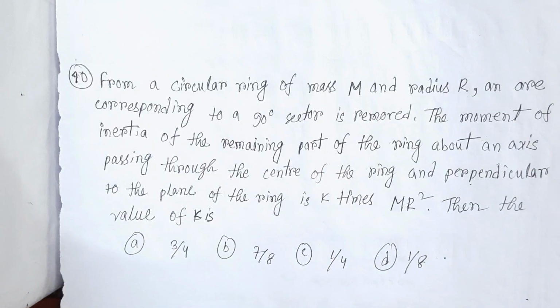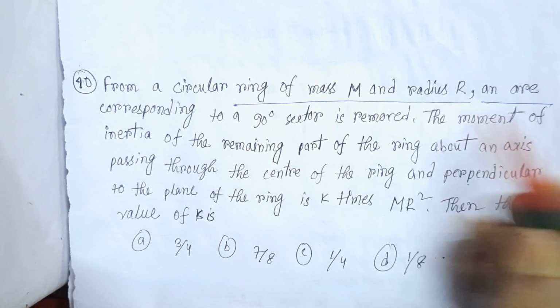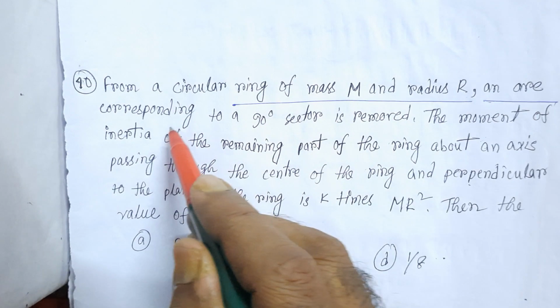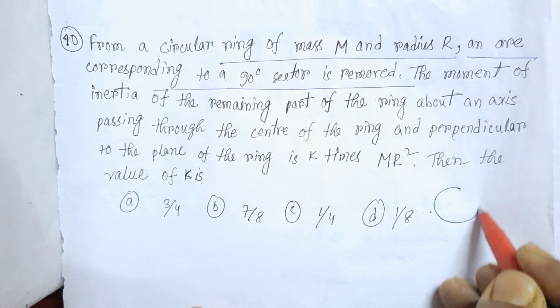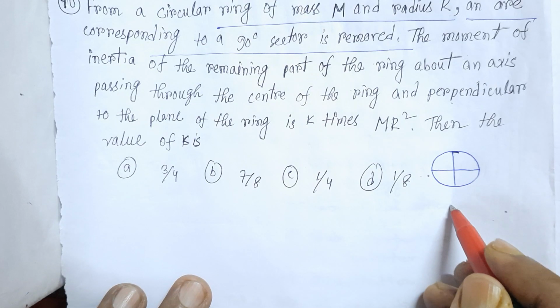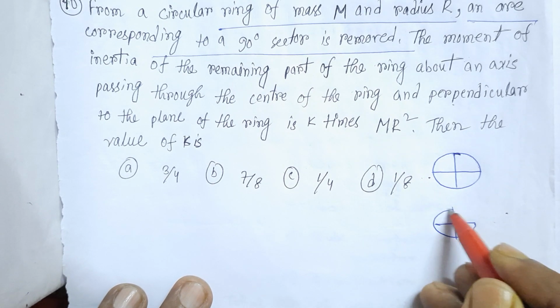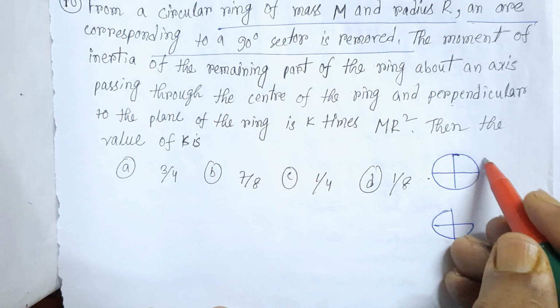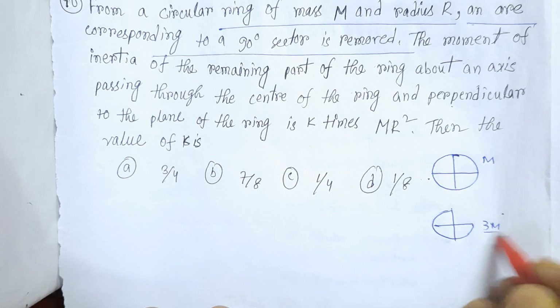Now let us see the question number 40. From a circular ring of mass m and radius r, an arc corresponding to a 90-degree sector is removed. Here is a ring. It has 4 sectors. One sector is removed, just like this, now the shape of the ring. So 1/4 of the ring is removed. So if earlier the mass of the ring was m, now it is 3m by 4.